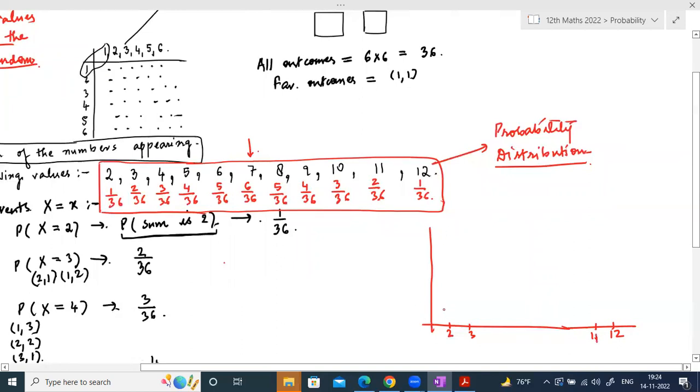2 पे 1/36 होगी, फिर 2/36, 3/36, ऐसे बढ़ती जा रही है प्रोबेबिलिटी। तो कुछ इस तरह का ग्राफ मिल सकता है हमें। पहले बढ़ रही है, फिर 12 पे आके फिर से 1/36 हो गई है। If we join all of this, we get a probability distribution corresponding to the variable x. So x-axis पे we are plotting x, and on the y-axis we are plotting probability of x.